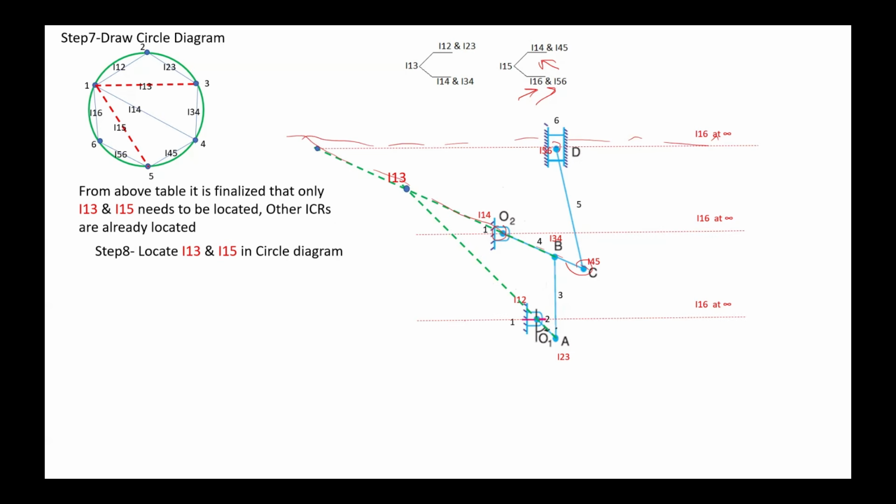And where is the 5, 6? This is the 5, 6. So 5, 6 and 1, 6 line is this. 4, 5 and 1, 4 line is this. They will intersect here, and this will be the ICR 1, 5. So you can see this by the animation.